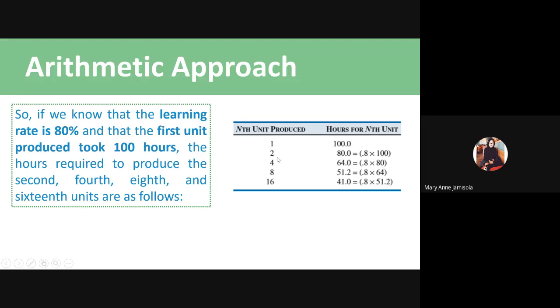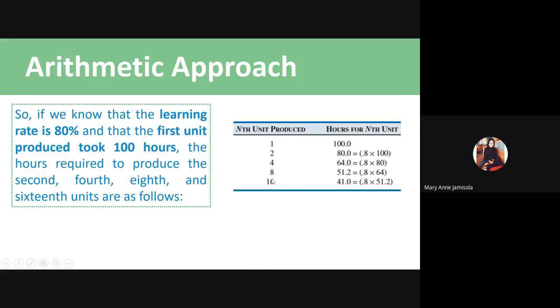And then when we double this again, so that's times 2, it becomes 4. So that means that the time required to produce the fourth unit is only 80% of the time required to finish the previous unit, which is 2. So 80% of 80 is 64, and so on. If we double 4, it becomes 8. If we double 8, it becomes 16, and so on. We can also use our formula a while ago, T times L to the power of n, so that we don't need to go through each step like this.